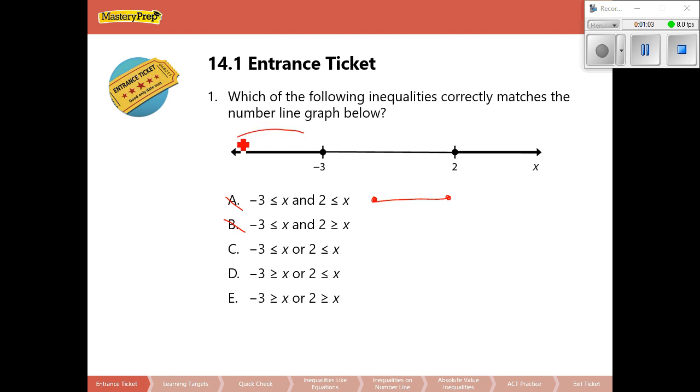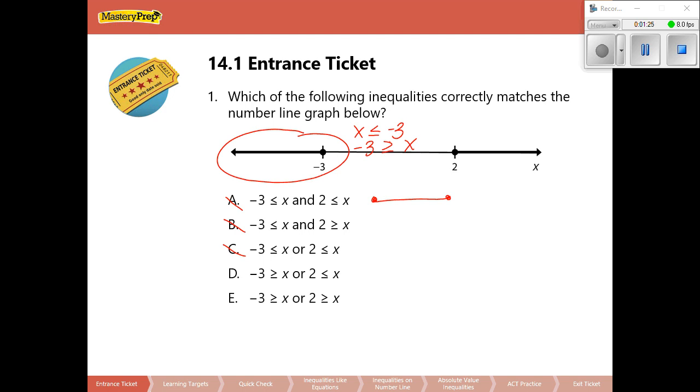So we look at this first part of the statement here. Well, we're saying that it's everything less than or equal to -3. So x is less than or equal to -3. Or we could write it the other way and say -3 is greater than or equal to x. Okay, well that gets rid of C.